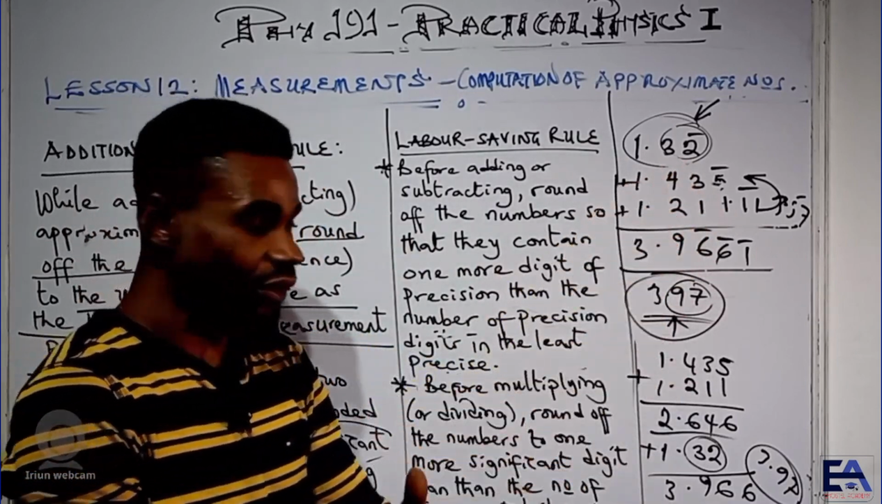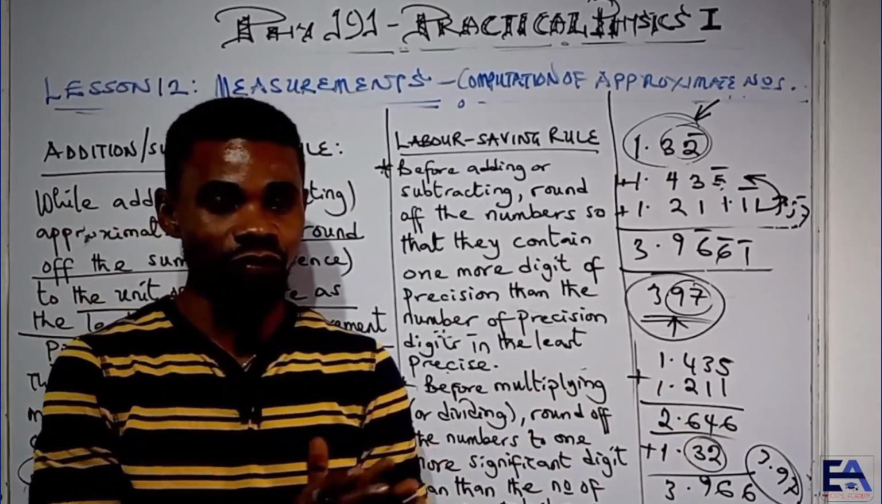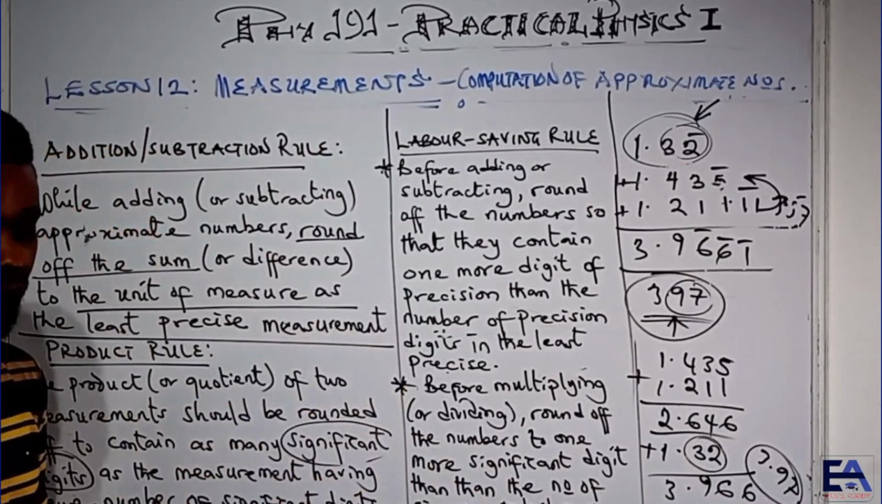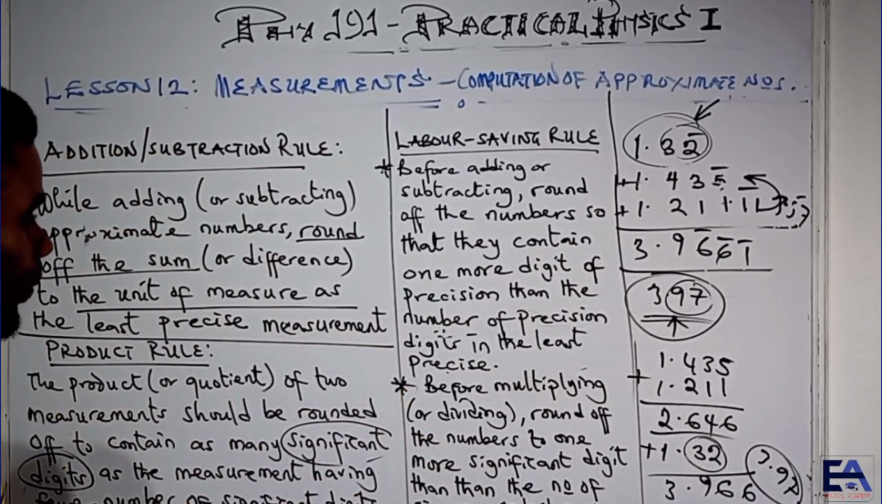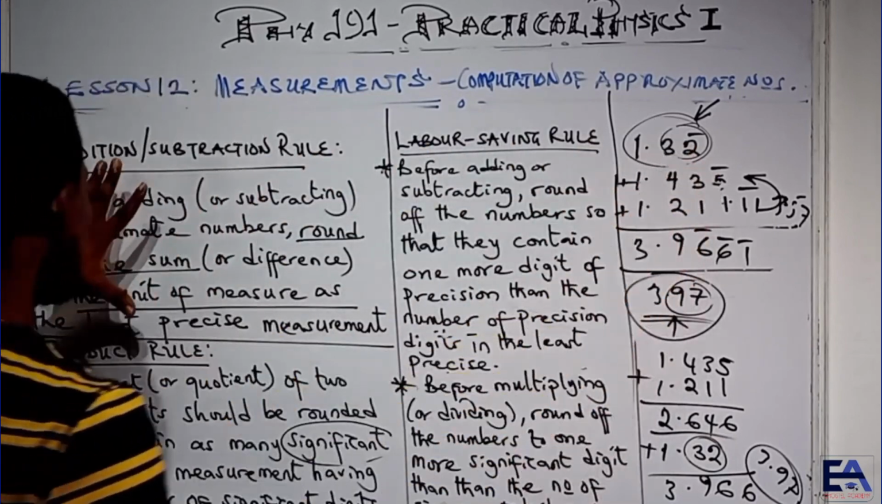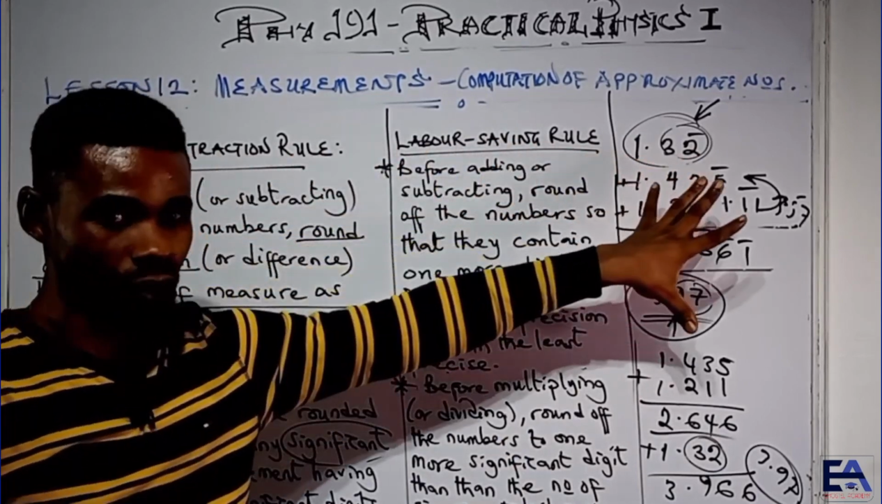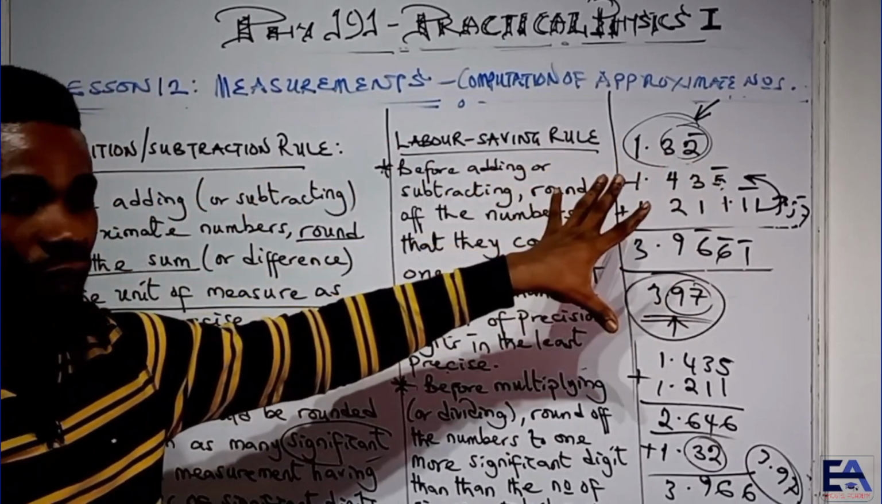When you do that, then you can now proceed with your addition. So it cuts off a lot of excesses before the addition or subtraction will take place. You understand it now? So that's for this. So I'm done with these parts: the addition, the subtraction rule, and the labor saving rule that works for addition and subtraction. I'm done with it. Okay?